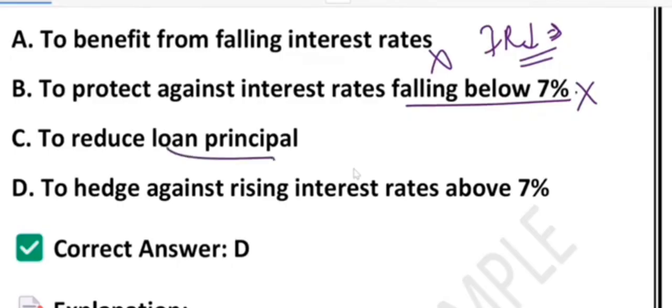Option C, to reduce loan principal. Again, it is completely incorrect. An interest rate cap has nothing to do with principal. It only manages the interest payment risk. Option D says to hedge against rising interest rates above 7%. Yes, this is perfect. That is exactly why Raj bought the cap. He is afraid that LIBOR will go above 7%, which means higher interest outflow. So the cap makes sure that his cost does not rise beyond 7%, no matter what LIBOR does.